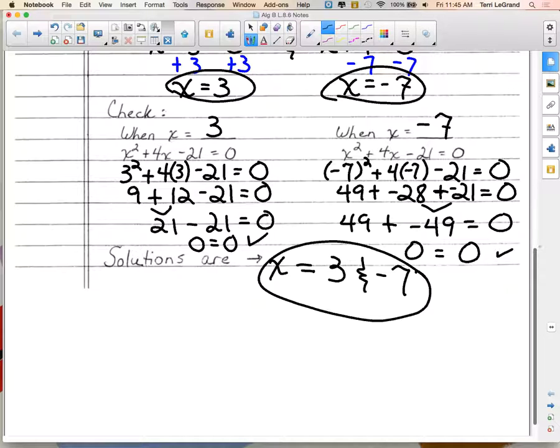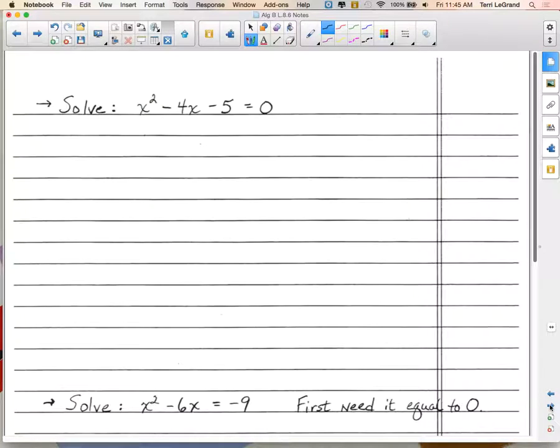Okay, let's go to the back side. I think we're going to do a couple more to practice. The first thing we always have to make sure is that it's set equal to 0. Is it? Okay, but we don't replace the 0 with a y today because we're not solving by graphing. So next thing we would do is identify our A, our B, and our C, because all of those are important when we're factoring it.